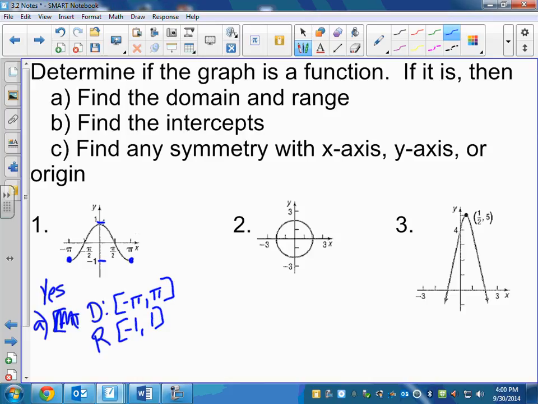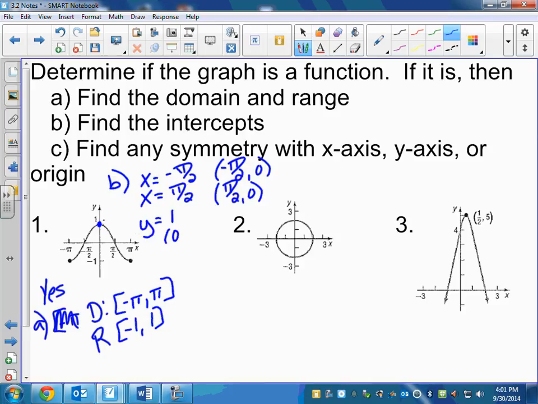Part B says find the intercepts. The intercepts are where it crosses the x or y axis. Make sure you tell me if it's the x or the y intercept. So on part B, for the x-intercept, it crosses at x equals negative pi halves and x equals pi halves, which you could also write as negative pi halves, 0 or pi halves, 0. And the y-intercept is where it crosses the y-axis, and it looks to me like it crosses the y-axis at 1. So that would be y equals 1 or the point 0, 1.